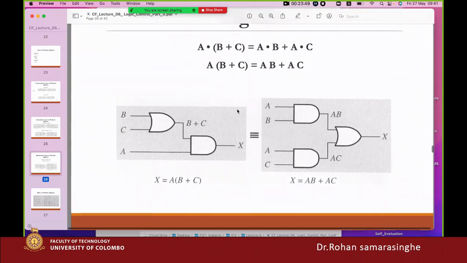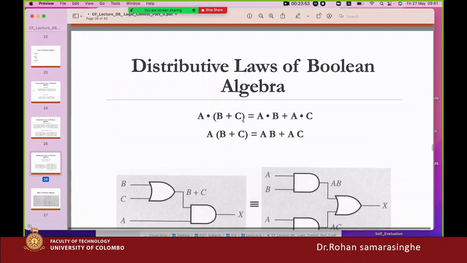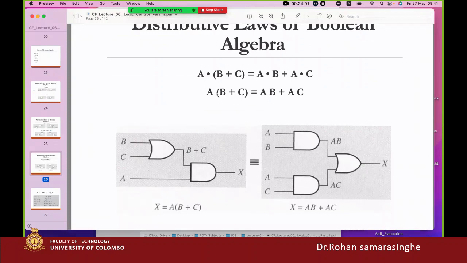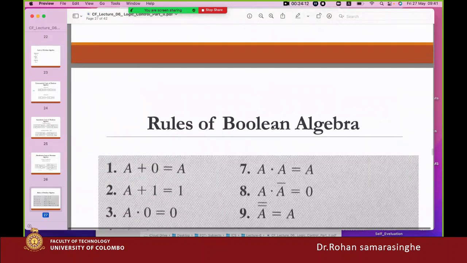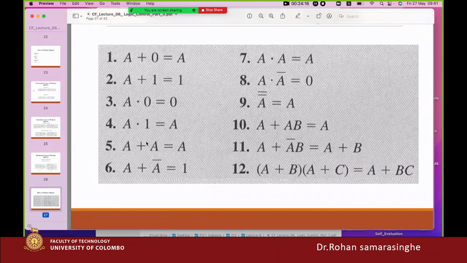This X, here you can see A dot B plus C. We can see A dot B plus A dot C. Then A dot B plus A dot C, AB and AC. A within B plus C is also this. These are the rules of Boolean algebra, and these rules are very, very important.